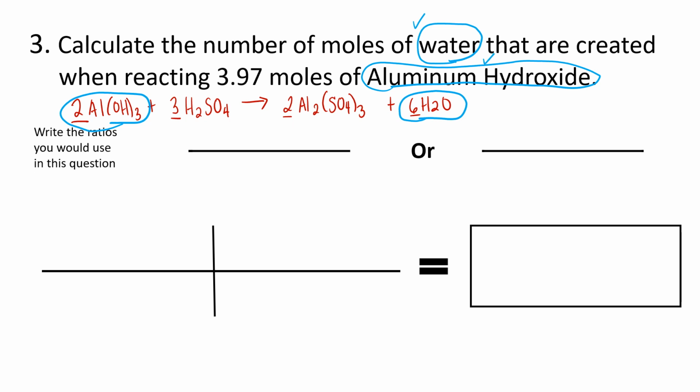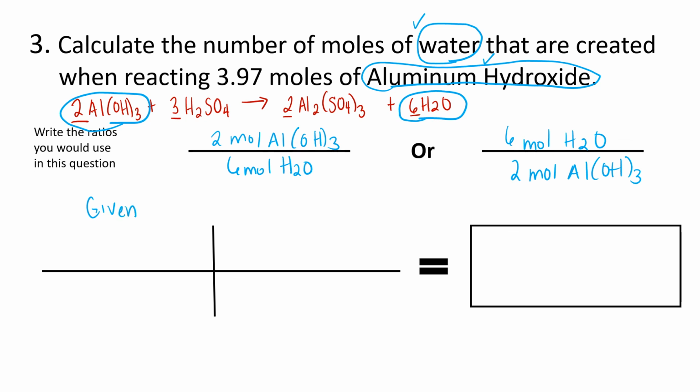Now that I have those, I'm going to create the ratio. So 2 moles of aluminum hydroxide over the 6 moles of water, and then you just flip them around, so you have your other option as to how you would write that. Our first step for any mole-to-mole problem is always our given, and the second step is always our ratios. And don't forget that nothing ever goes underneath the given.